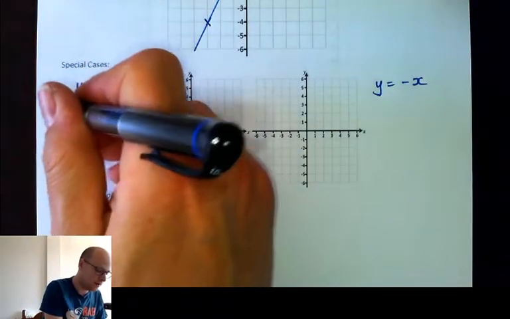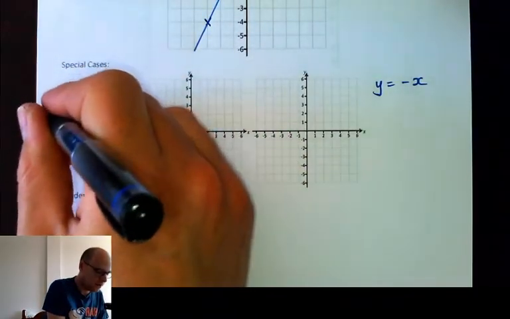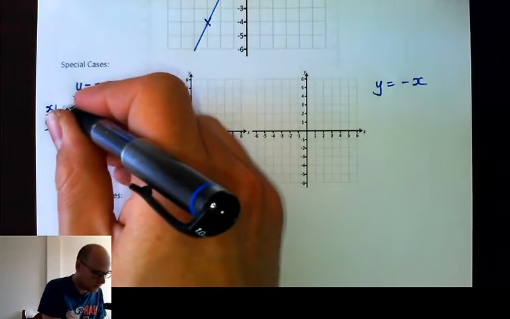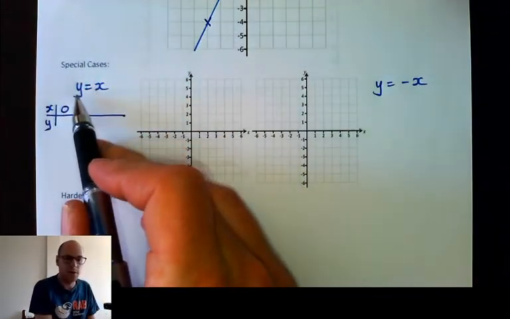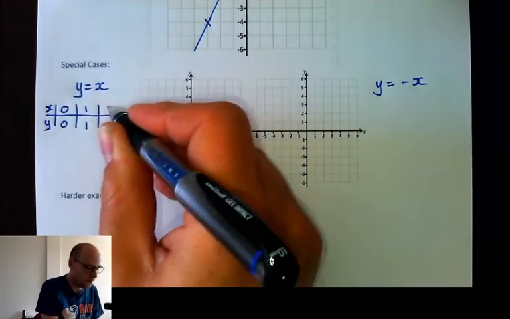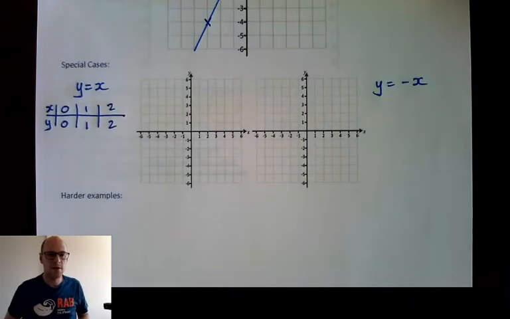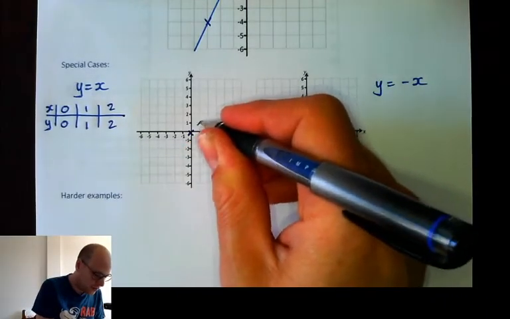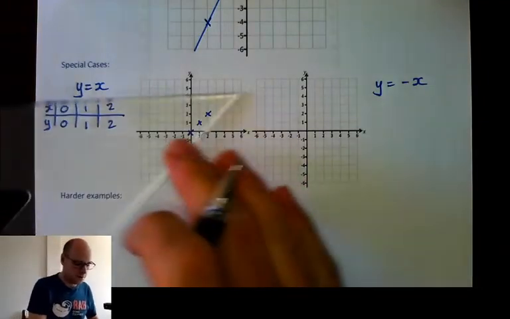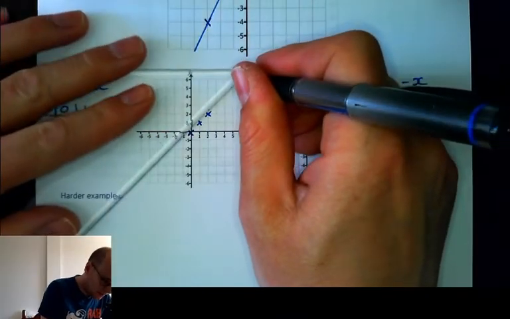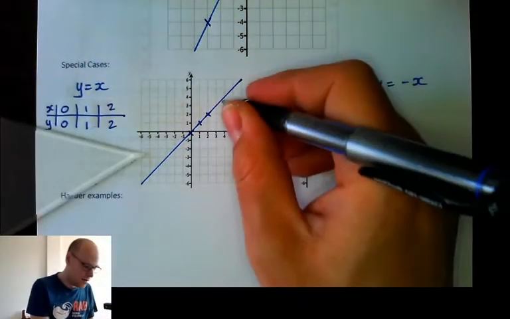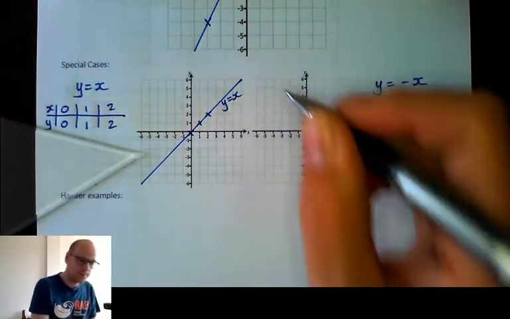If you did do a table of values, then it would look like this. I'm only going to do positives. x is equal to y, so when x is 0, y is 0. When x is 1, y is 1. When x is 2, y is 2. So we've got 0, 0, 1, 1, 2, 2. You can see that when y is equal to x, we're going to have a diagonal line, starts up there and goes through 0, ends down there. So that's the line y equals x.